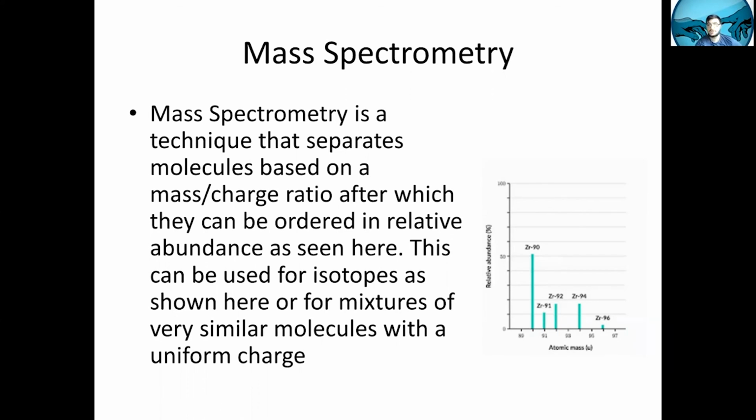So the mass to charge ratio will essentially be based only on mass. There's only one variable. Then you can order them based on mass, and the relative abundance you can just measure once you have them separated. Or it can be used for mixtures of very similar molecules with uniform charge. Again, remember, unless you have a uniform charge, it's a little bit hard because there are two variables, so it's harder to separate them in order. But if they have a uniform charge and they're very similar, you can essentially separate them from a mixture. That's more for biology than chemistry. The mixture and the isotopes is obviously more for chemistry.